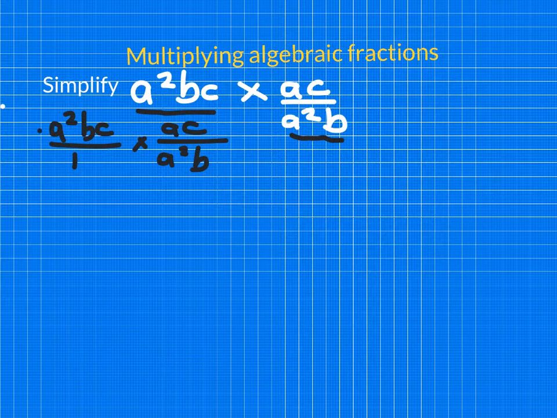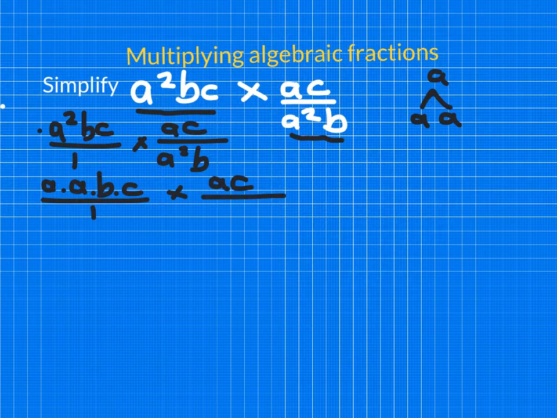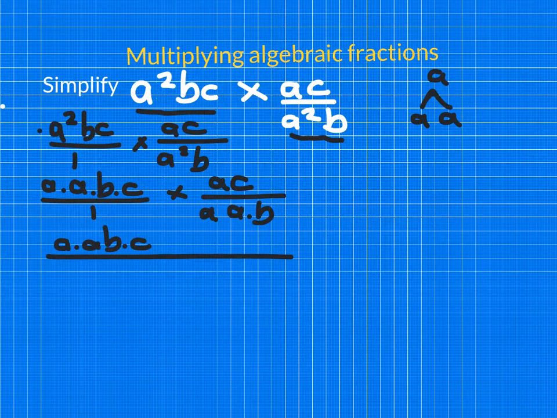A squared, you can either do it using your prime factor tree as A times A, or you can just write it in full without using the prime factor tree. So A squared is A times A times B times C over 1 multiplied by A times C, and again we've got A squared, A times A times B. Now we can bring those two fractions together to make a single fraction. So we've got A, A, B, C, A, C, 1, A, A, B.